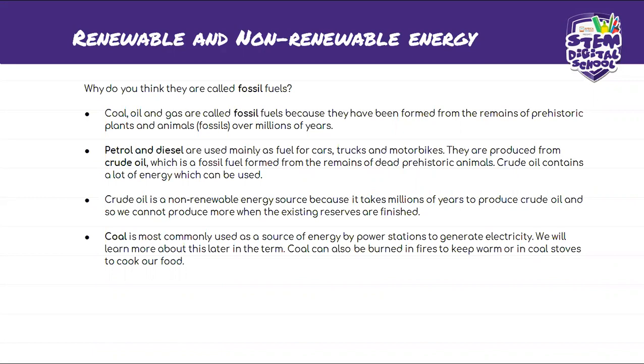Coal is most commonly used as a source of energy by power stations to generate electricity, as we have in South Africa here. We will learn more about this later. Coal can also be burned in fires to keep warm or in coal stoves to cook our food. So these are just the uses of coal, besides the fact that it helps to generate electricity.